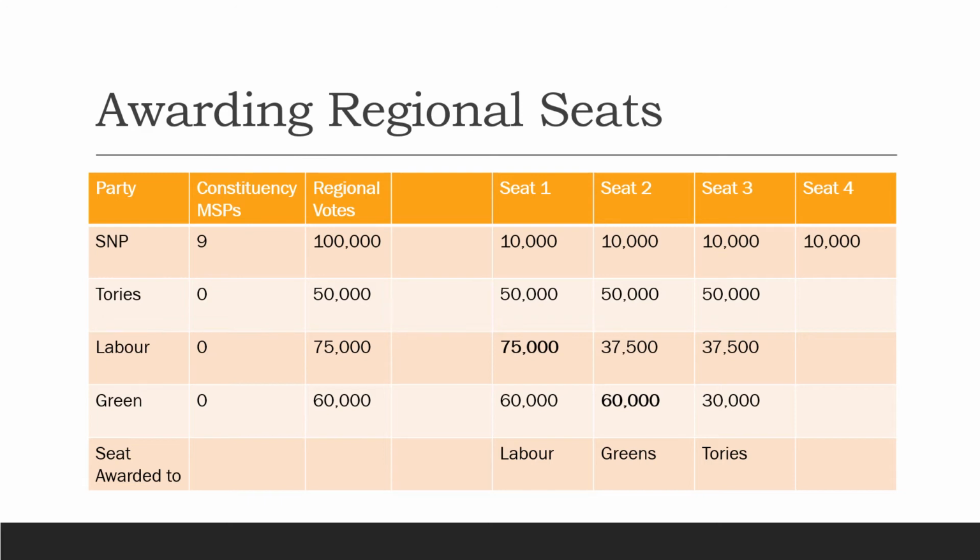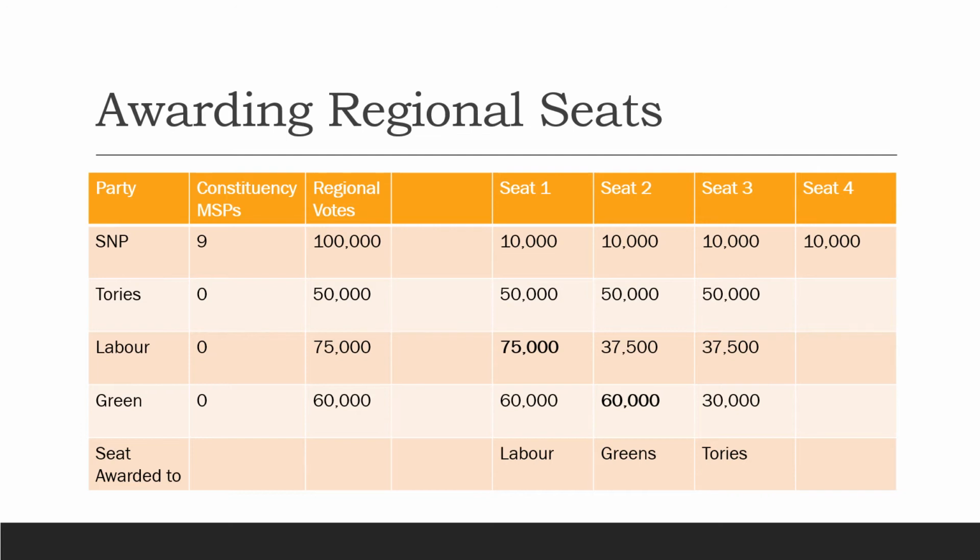What this means is that for seat 2, we can clearly see that the SNP only have 10,000 votes, Tories only have 50,000, Labour now only have 37,500, but Greens remain with 60,000, and so Greens will get seat 2 on the Glasgow regional list. And then you can see in seat 3, the Greens will have their votes divided because we have an MSP now, and so the Tories will actually get seat 3.